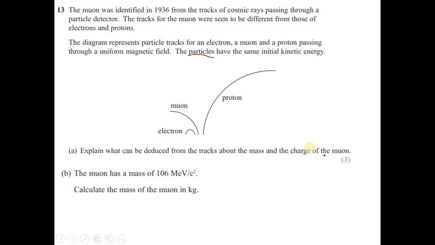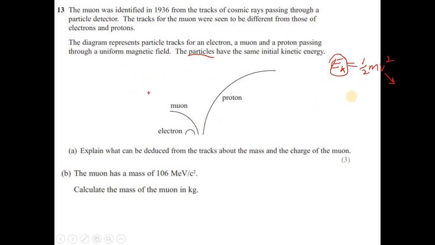So first of all, this statement, the particles have the same kinetic energy. Kinetic energy depends on two factors, mass and velocity. So Ek is equal to half mv squared. If kinetic energy for all the particles is the same, but their tracks are different, you might expect their speeds to differ, because the curvature of the track is different.